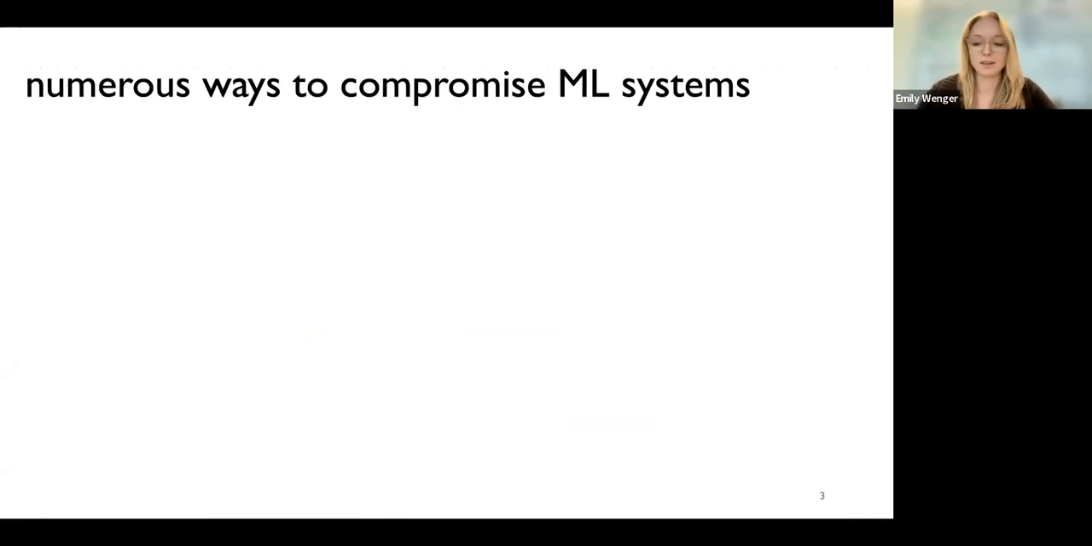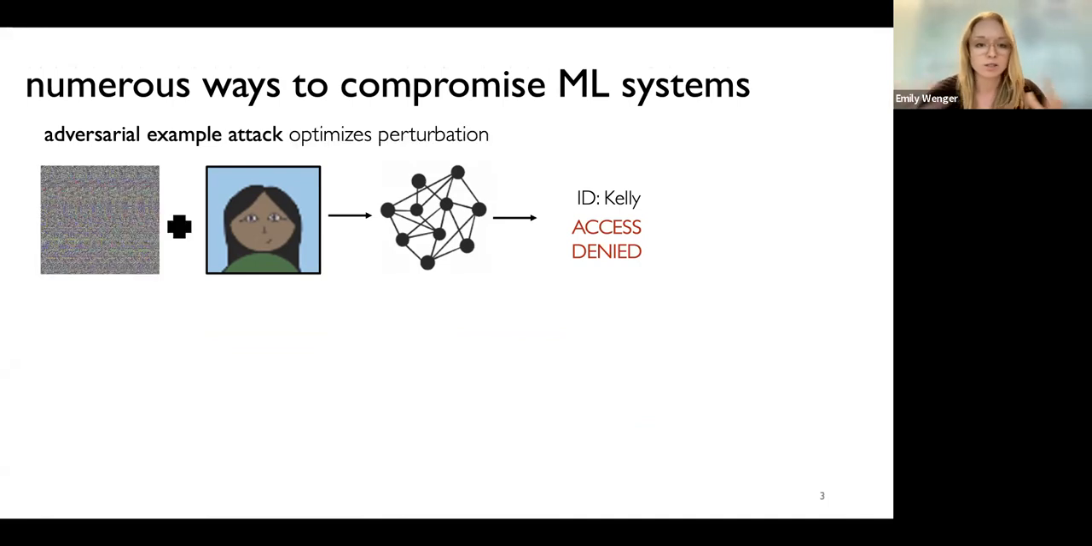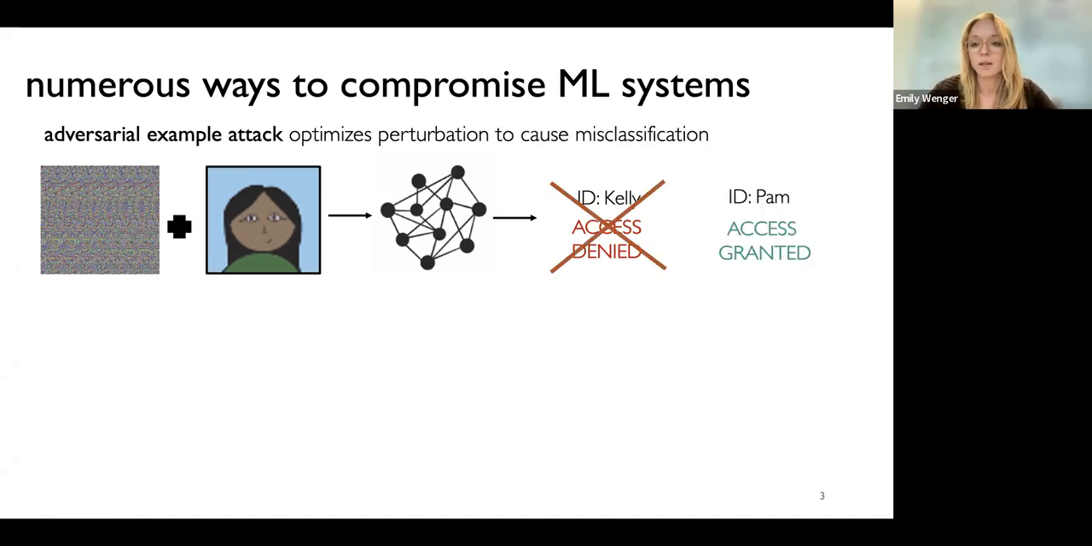And there are thousands and thousands of papers published on this subject. So we'll just pass through this quickly, but one option is an adversarial example attack where someone who is not authorized to access the facility changes their image using some sort of perturbation that's optimized to change the label in the system. And so in this instance, Kelly can misclassify herself as Pam and get inside the building for whatever reason.